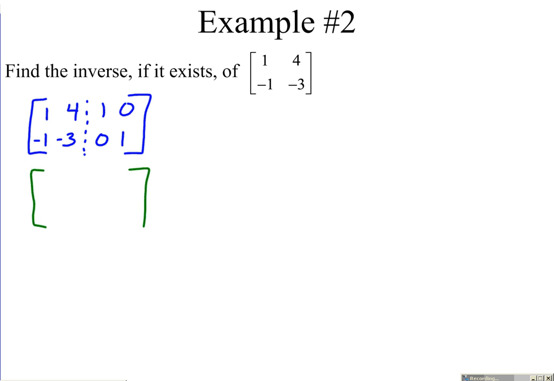How are we going to get a 0 down here? Well, add row 1 to row 2. 1 minus 1 is 0. 4 minus 3 is 1. 1 plus 0 is 1. And 0 plus 1 is 1. Row 1 remains unchanged. 1, 4, 1, 0.